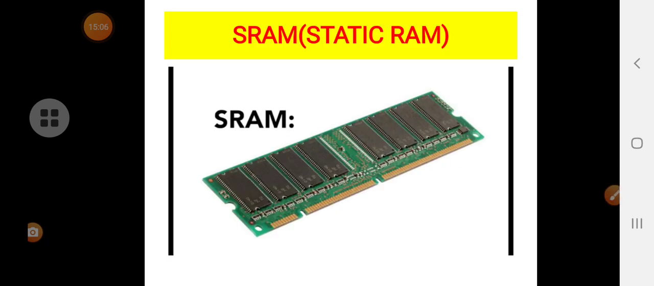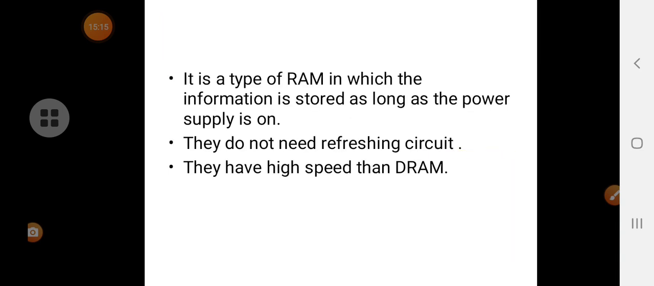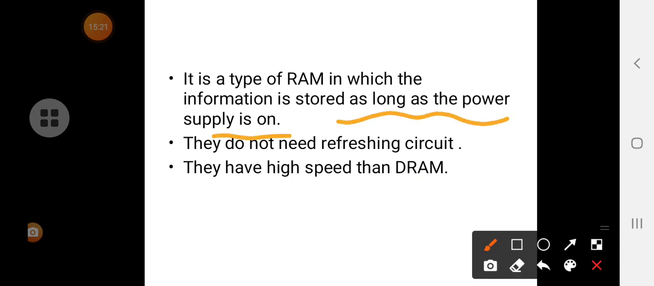Next, SRAM. This is static RAM. It is a type of RAM in which information is stored as long as the power is on. Normal RAM also stores information as long as there are no power fluctuations, and the same way SRAM does. They don't need any refreshing circuit. This refreshing has to be done in DRAM, which we'll see in the next slide. The refreshing circuit is not required in SRAM.